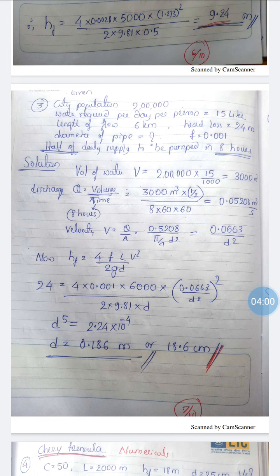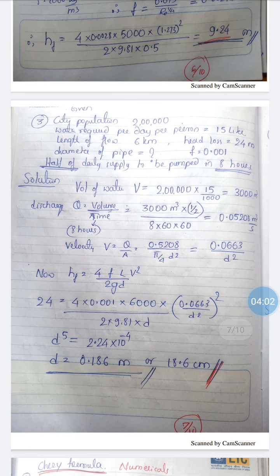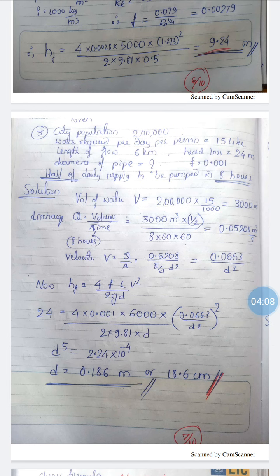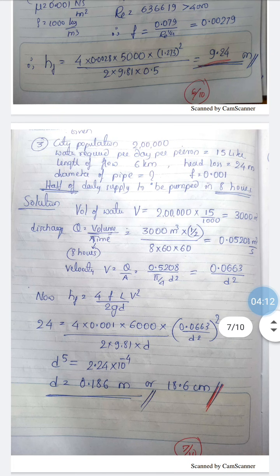Now coming to the velocity. Velocity is defined as discharge by area. So we don't know the discharge itself. So to calculate discharge, again I need the volume of water and the time required. So first you have to calculate what is the volume of water required per day for that city.